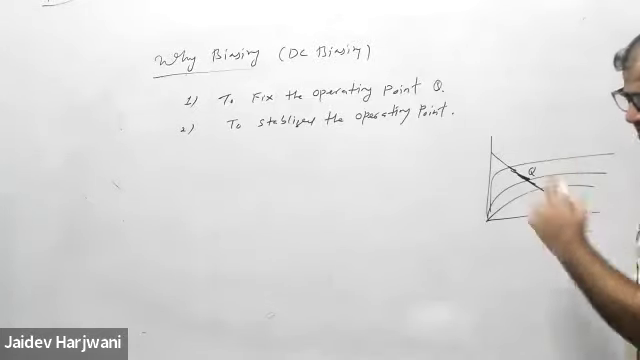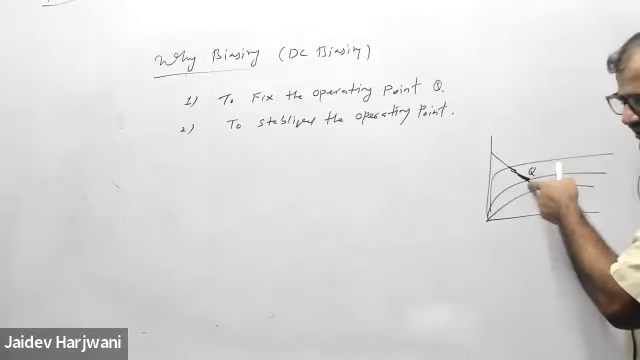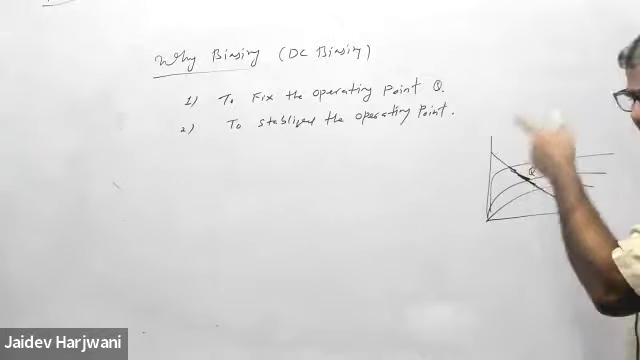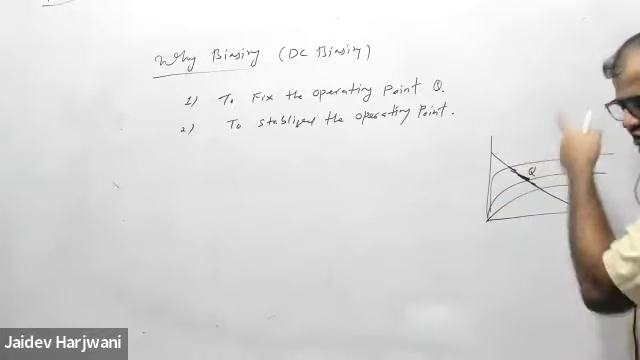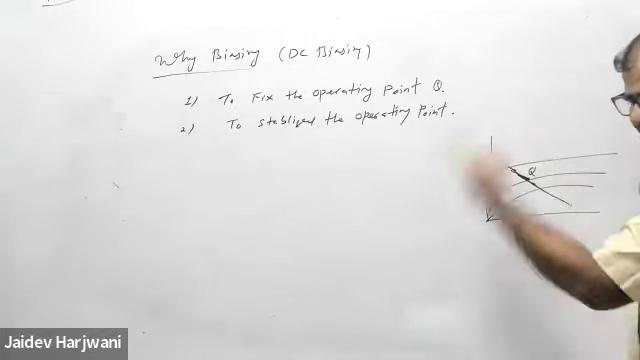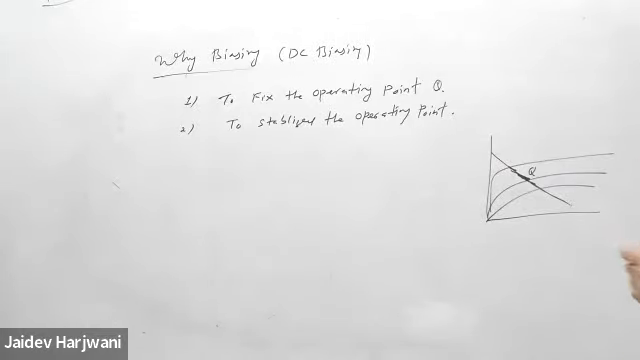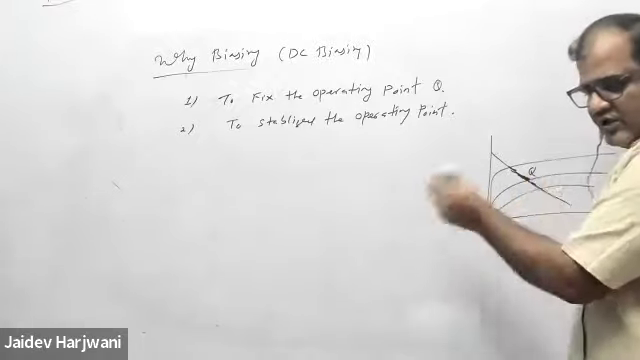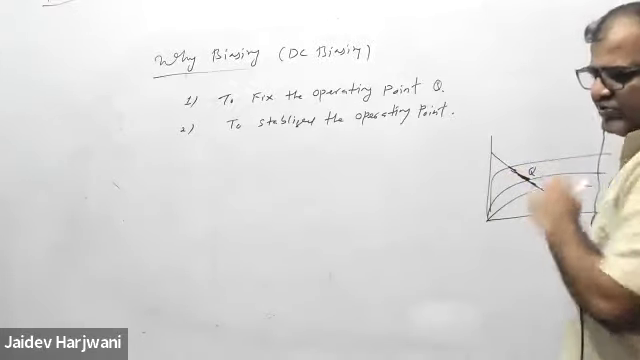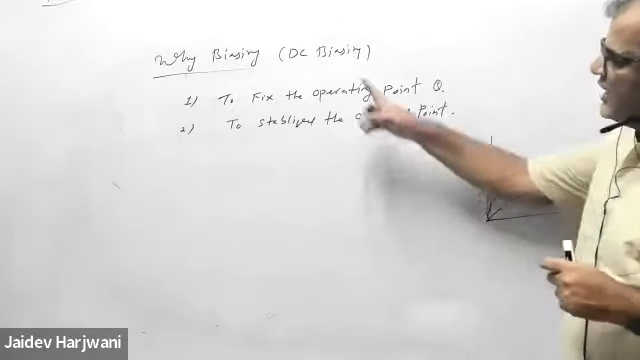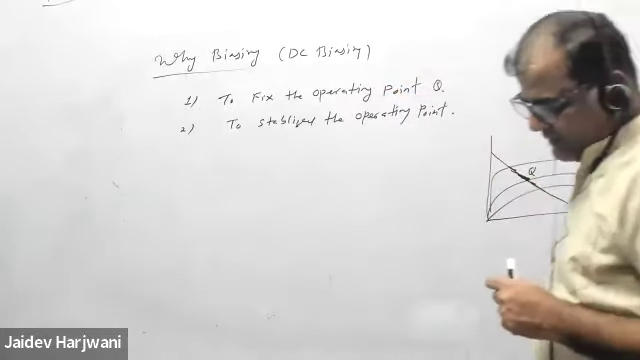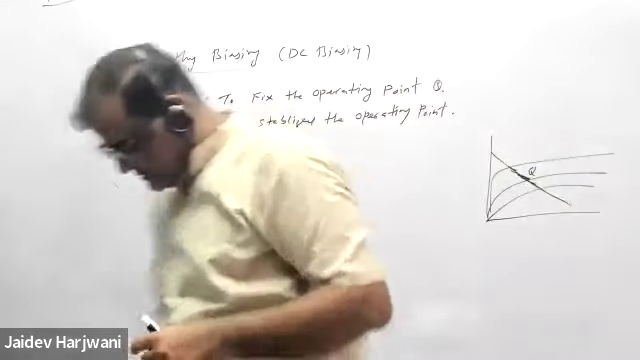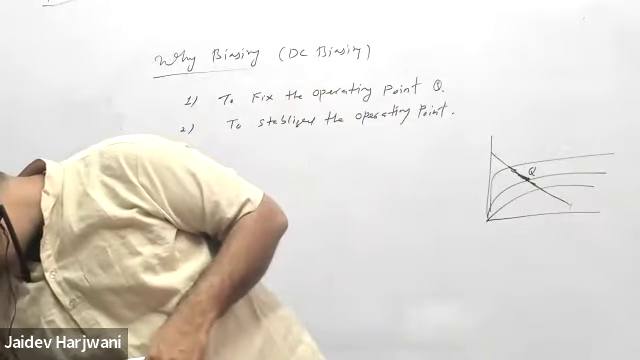So my biasing should be such that first it fixes the point wherever I want, and then my biasing should make sure that this does not change with a change in temperature or some other problem in the circuit. This should not deviate from its position. So that is also a purpose of biasing. Okay, and the third point is what?